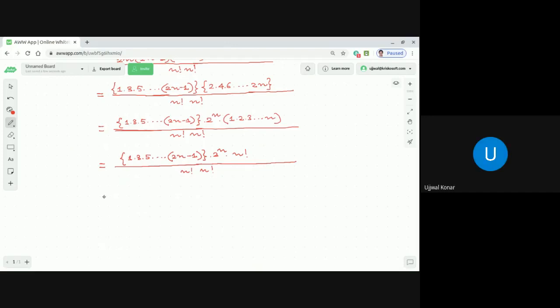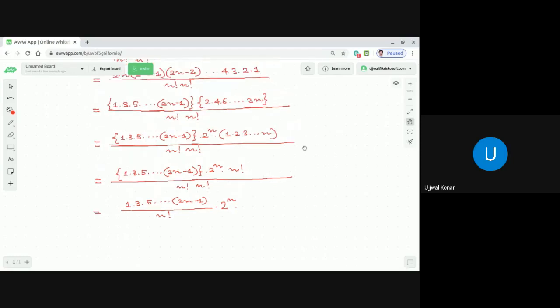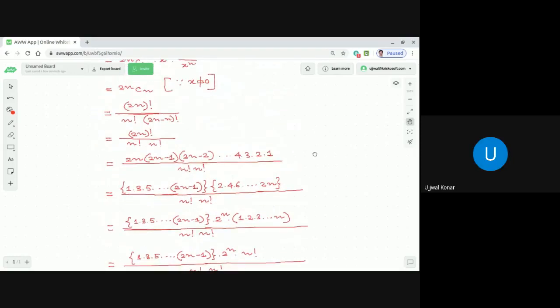So then what we are going to get? What has been given to us to prove? 1 into 3 into 5 dot dot dot up to 2n minus 1 divided by n factorial into 2 to the power n. Correct? Absolutely clear. Yes. Okay.